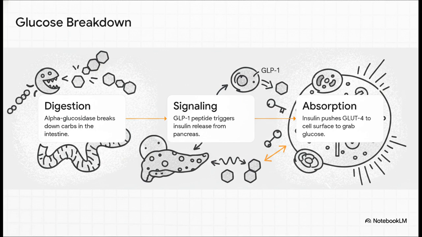Step 3, that insulin travels to your body's cells and basically acts as a key, pushing these GLUT4 receptors to the cell surface. Those receptors then literally grab the glucose out of the blood and pull it inside to be used for energy. That's your body's natural built-in system for preventing a massive blood sugar spike right after a meal.